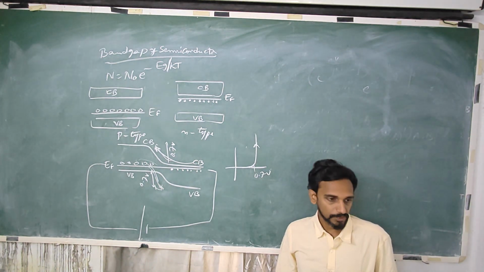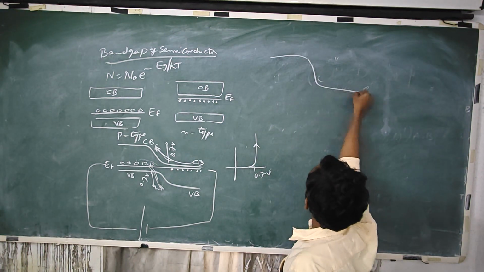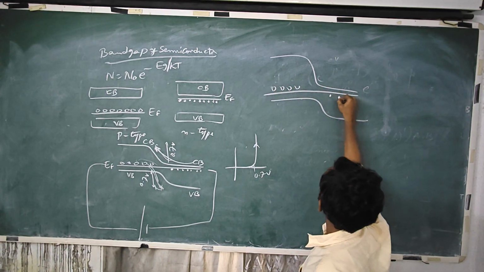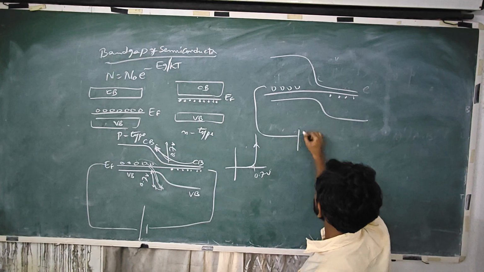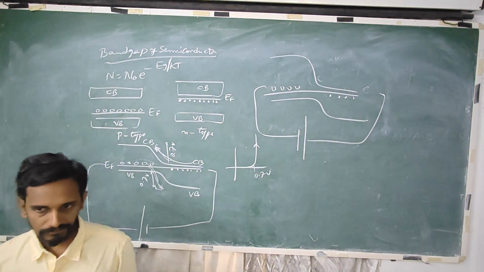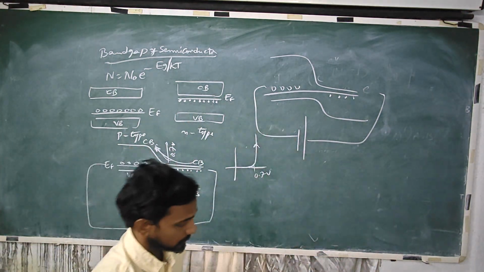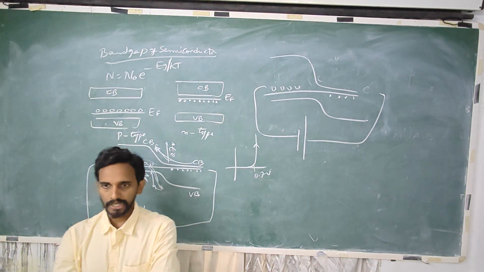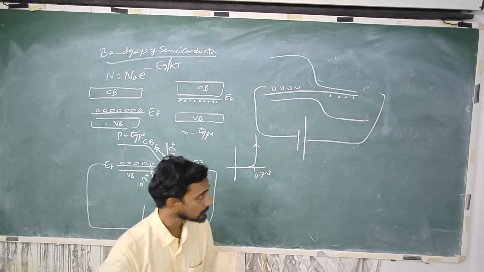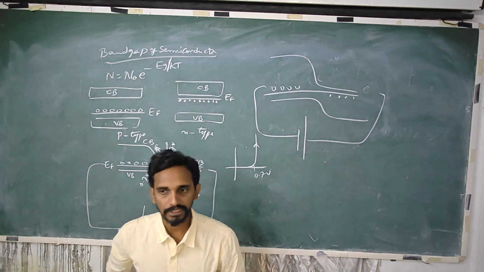Then what about reverse bias? Same band diagram. These are holes, these are electrons, and I am supplying negative potential on p side and positive potential on n side. Holes will go outside, electrons will go outside, so no current will pass across the diode. No current will flow across the diode. So then, where from do we get that reverse current?